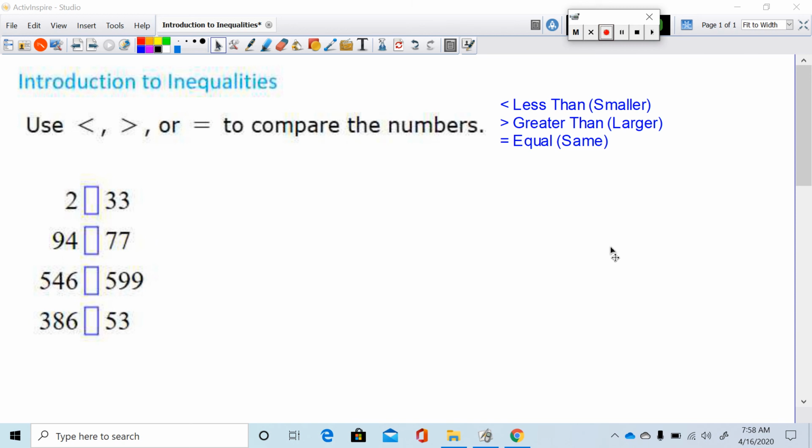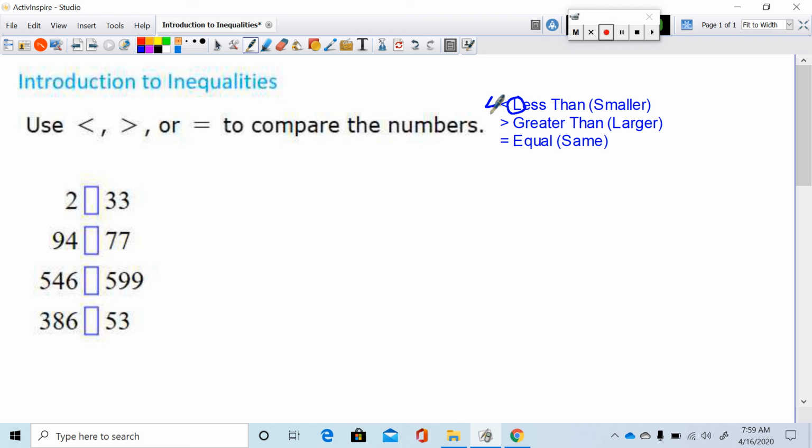Okay, introduction to inequalities. These are the symbols for the inequalities. The first one is less than, which means smaller. And I remember that that one is less than because if you open it up a little bit, it almost looks like the letter L. So less than starts with L. So that's how I distinguish between these.